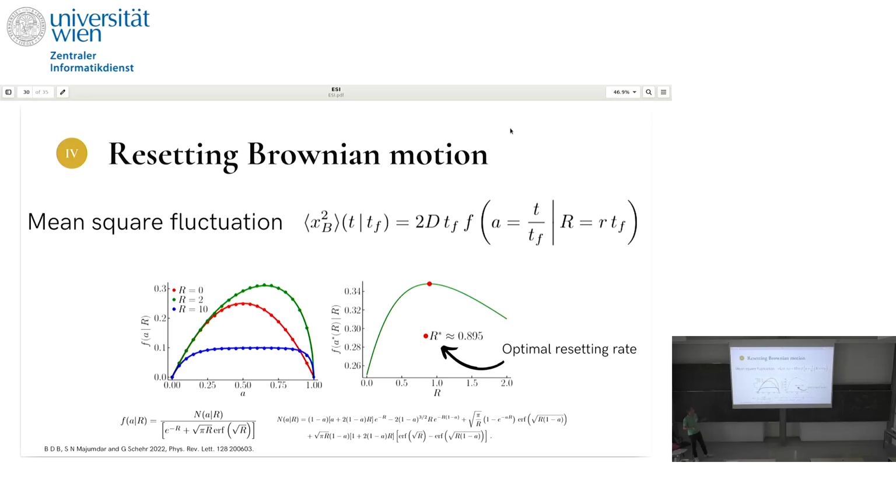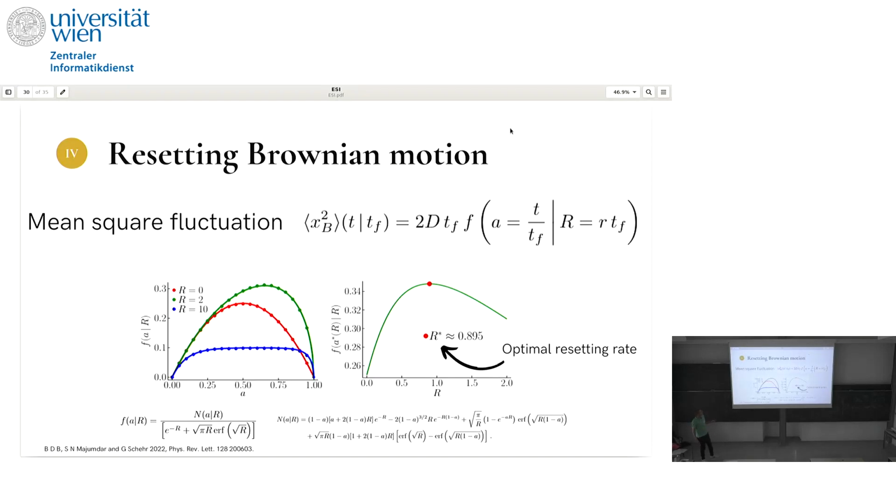The first one, which characterizes the fluctuation of this process, is the mean square fluctuation. The first moment is 0 by symmetry, and so we computed this quantity explicitly. And here's the scaling function, this function f, where a is rescaled time. The red curve is without resetting, which is totally asymmetric due to the bridge constraint. And then we increased a little bit the resetting rate, where capital R is the resetting rate. And you see that as soon as you turn on resetting, you break the symmetry.